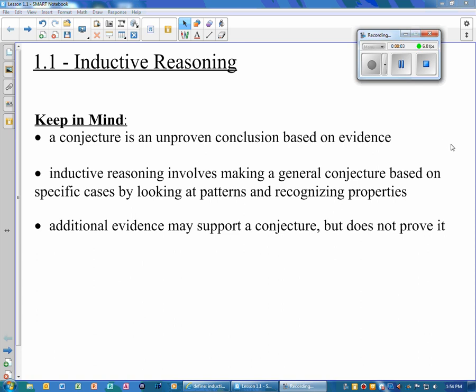All right, so let's start chapter 1. And section 1.1 is on inductive reasoning. So making conjectures or inductive reasoning. The summary pieces that are at the beginning of your notes say to keep in mind that a conjecture is an unproven conclusion based on evidence.